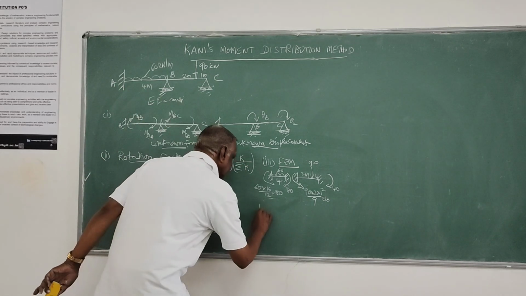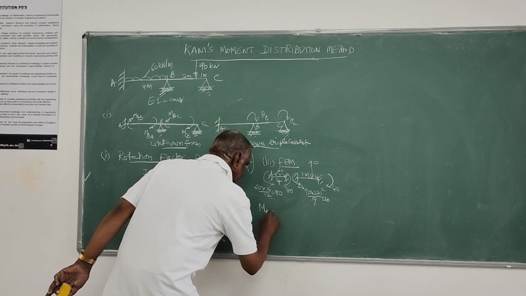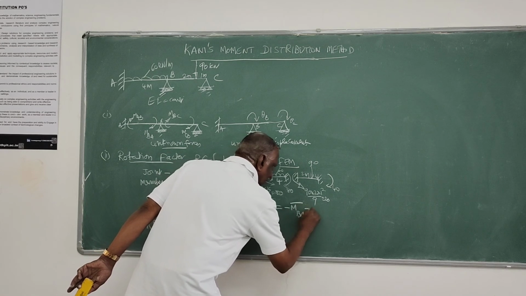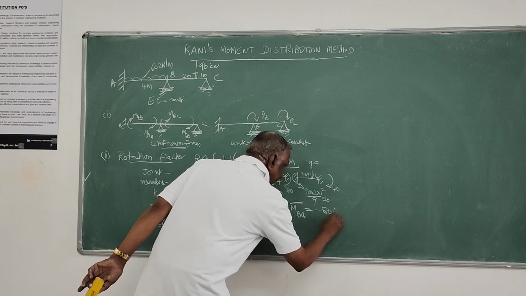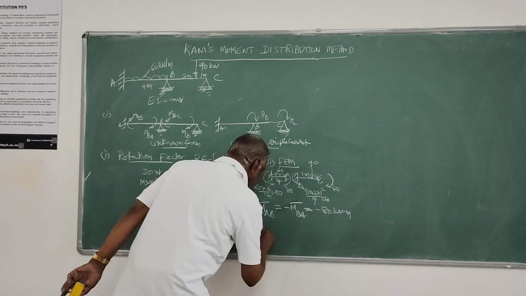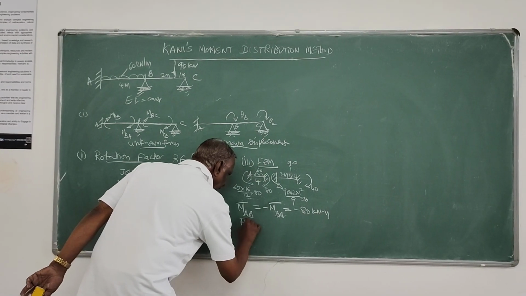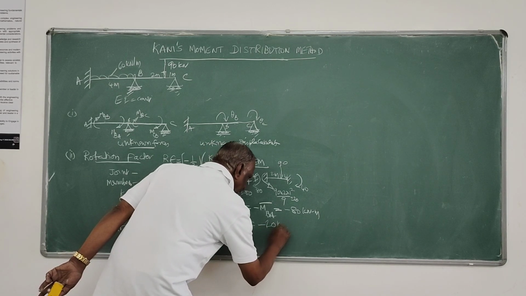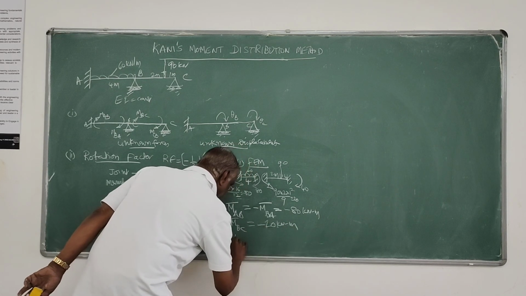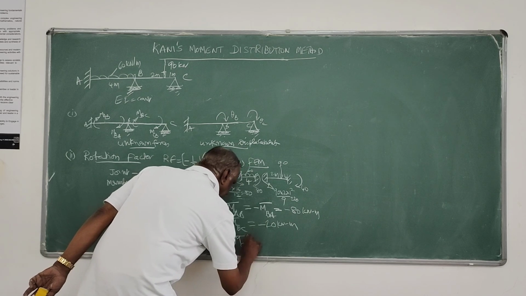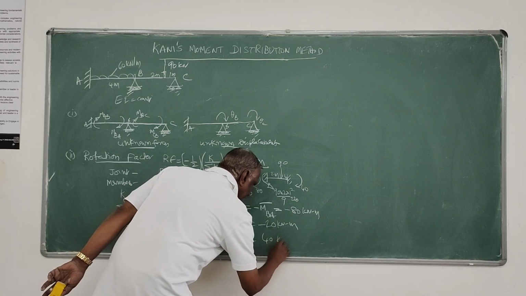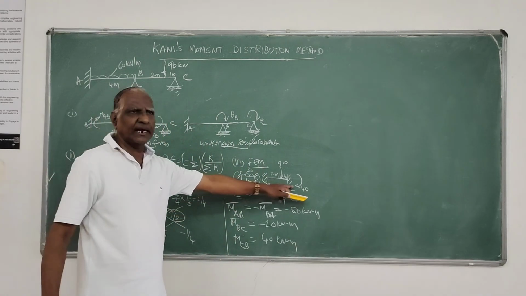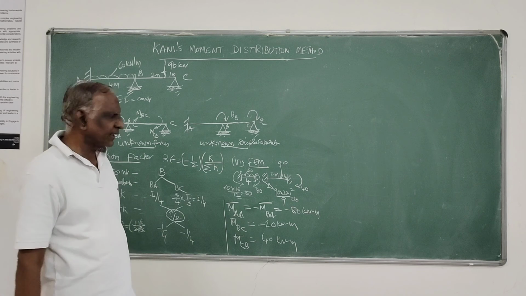These are the fixed end moments, that is M AB bar is minus 80 kilonewton meter, M BA bar is plus 80, and M BC bar is minus 20 kilonewton meter, M CB bar is plus 40 kilonewton meter. These are the fixed end moments which have been calculated.